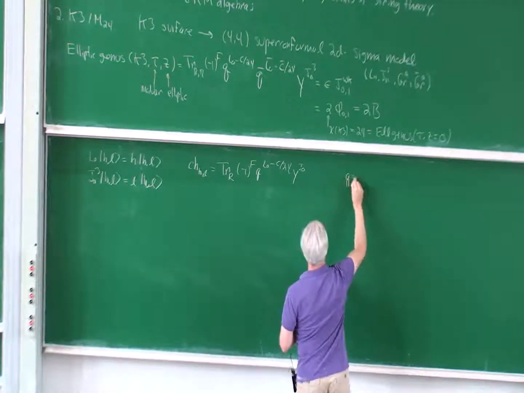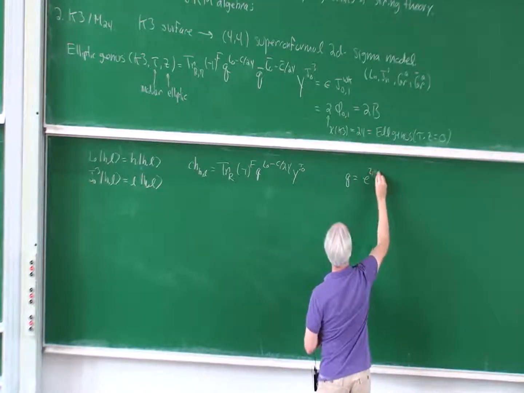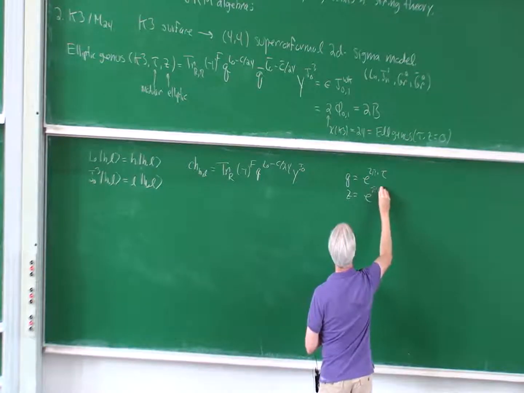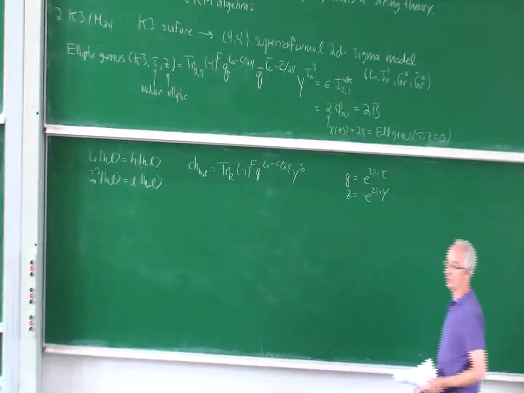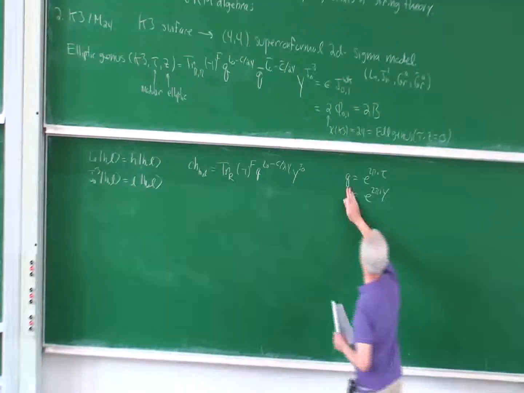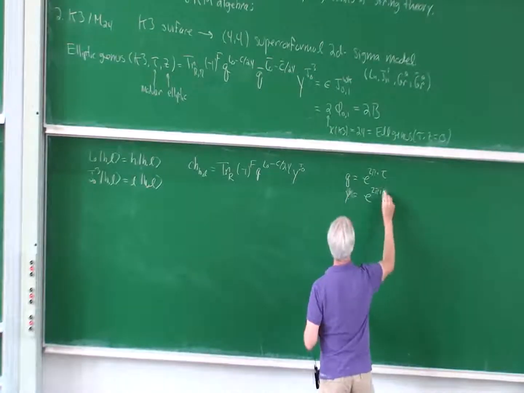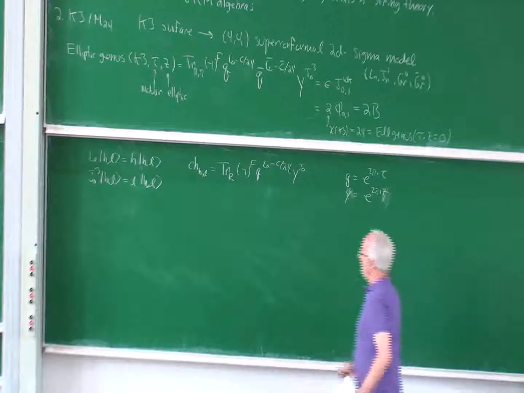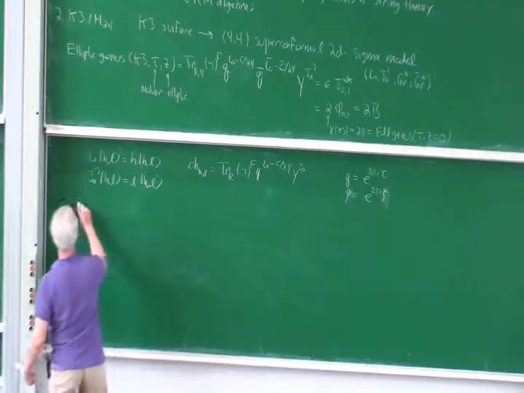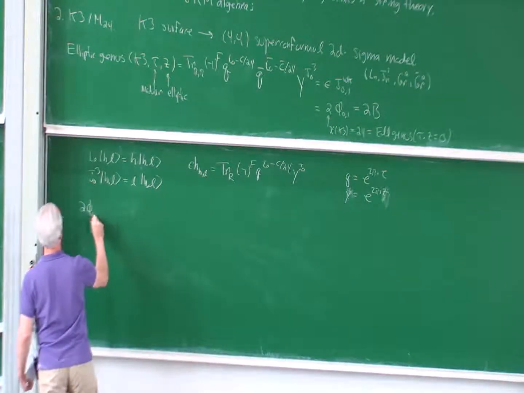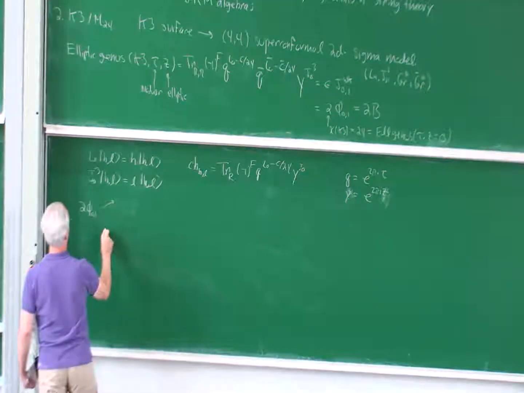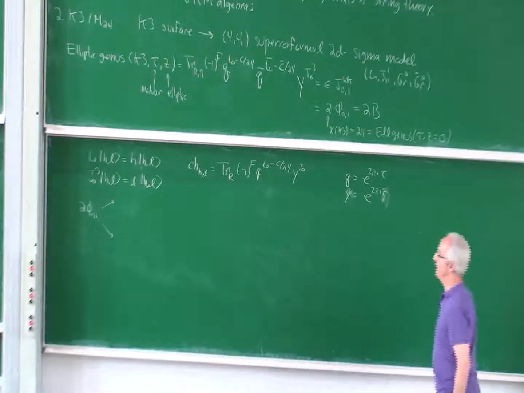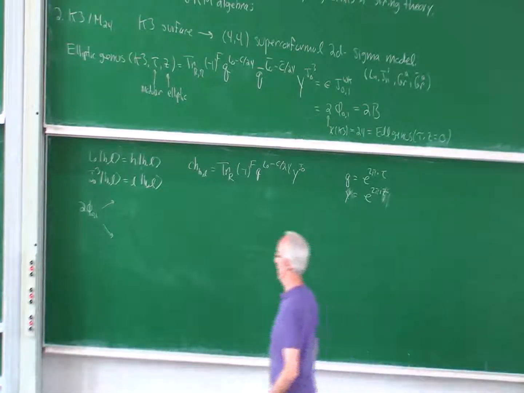As in Don's talk, q is equal to e^(2 pi i tau), and z is equal to e^(2 pi i y). I'm sorry, y is equal to 2 pi z. And you can take this Jacobi form, which is the elliptic genus, and there are two different paths you can take, which in this particular case turn out to be the same thing.